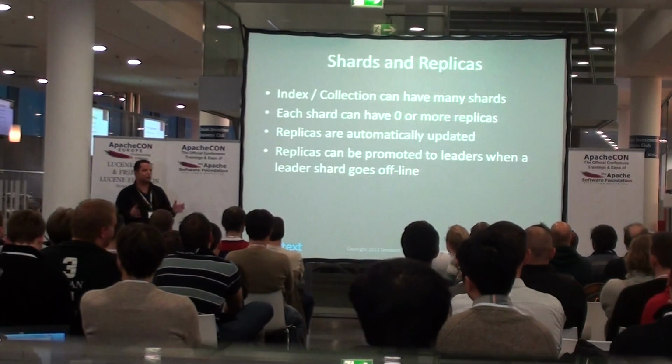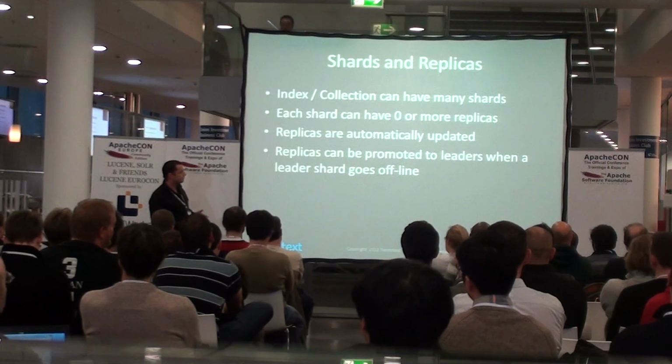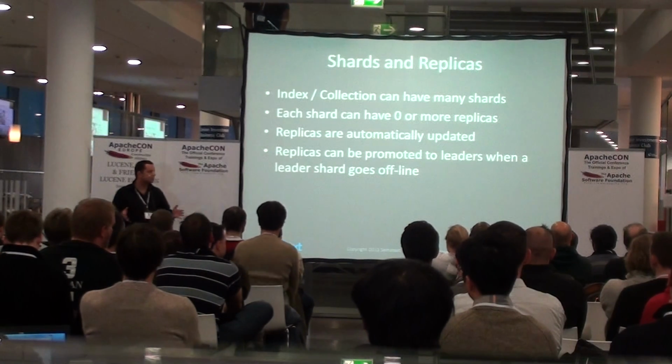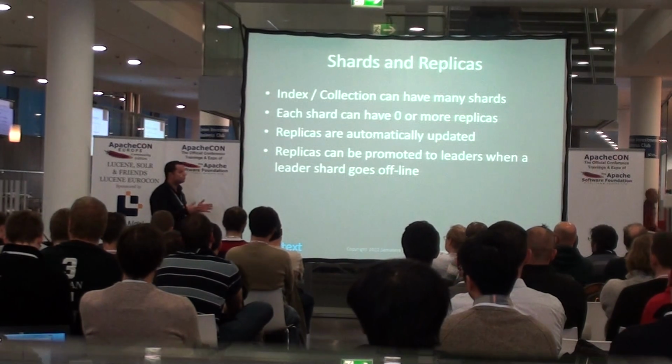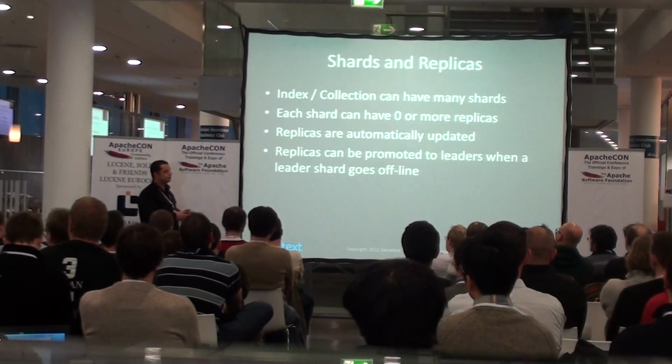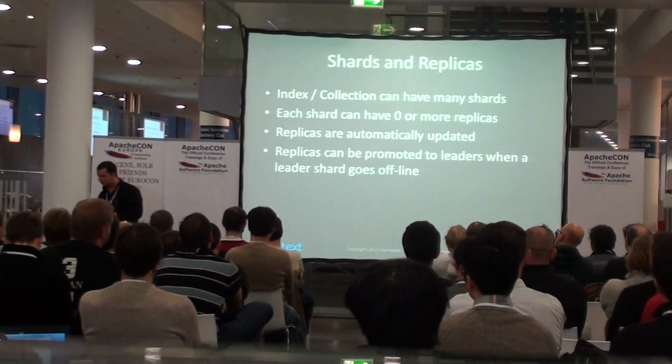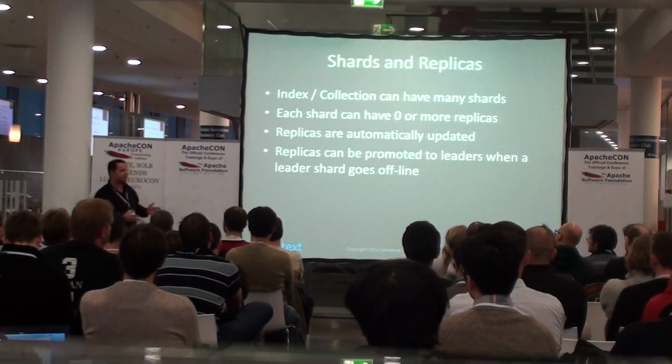So if your node fails or anything bad happens, or some nodes of the cluster go offline, if you have a replica of such nodes' shards, you can be sure that they will be promoted to new leaders, and you will still be able to search and index data.